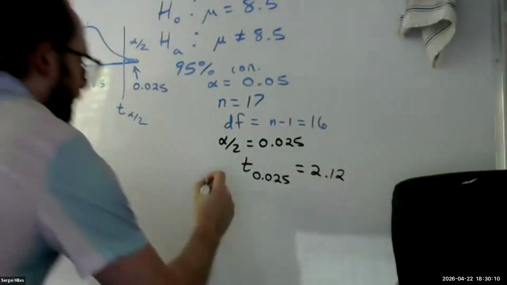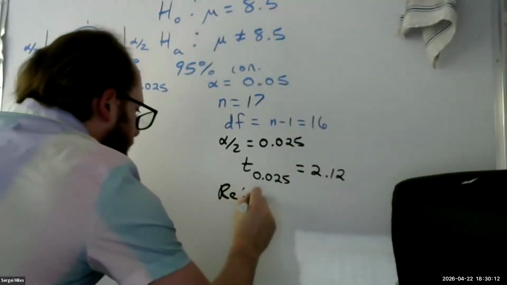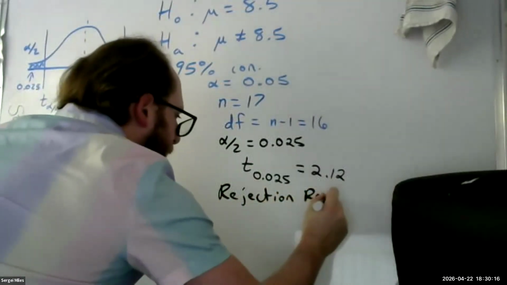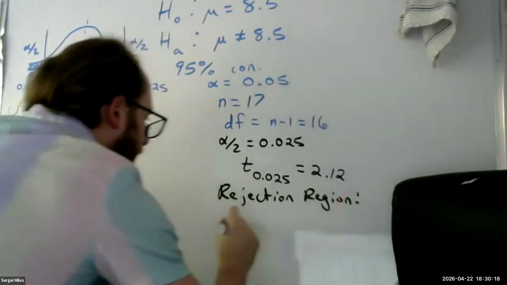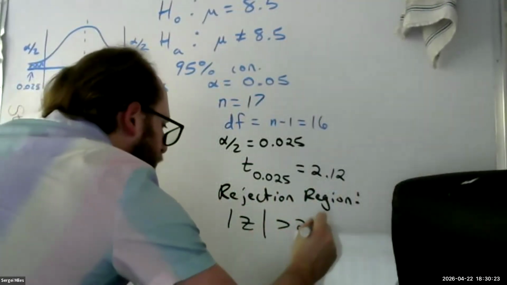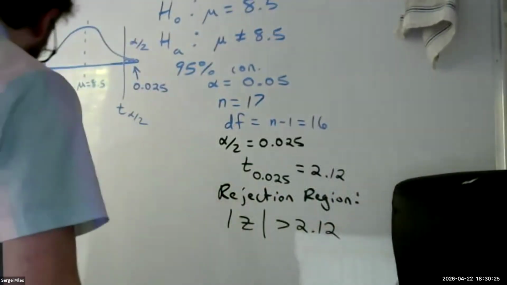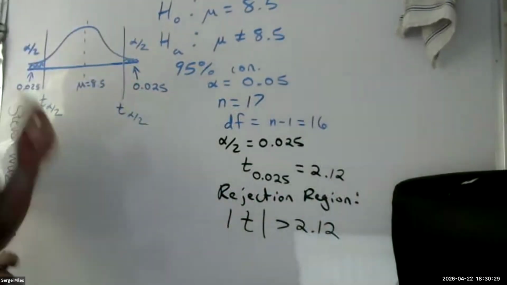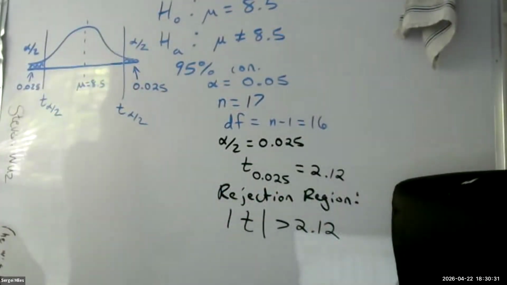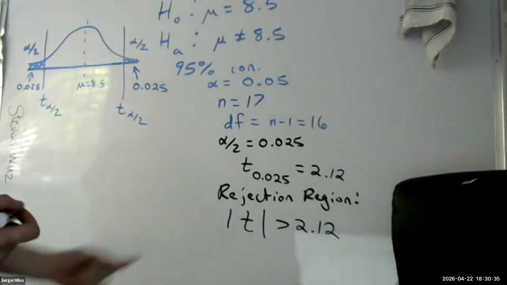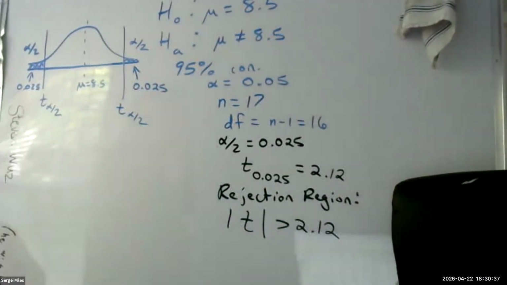Now, this is a two-tailed test, so my rejection region is just checking to see, regardless of whether it's positive or negative, is the absolute value of t bigger than 2.12? If it is far enough away, then we will reject the null hypothesis, okay? All that's left now is to calculate t from the sample data.